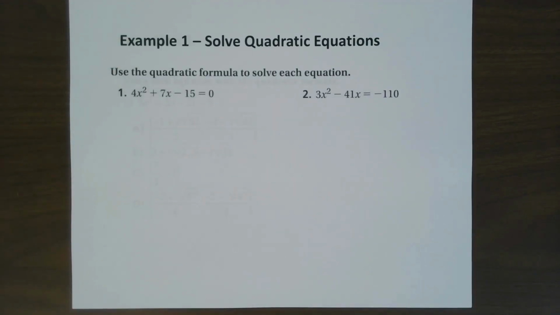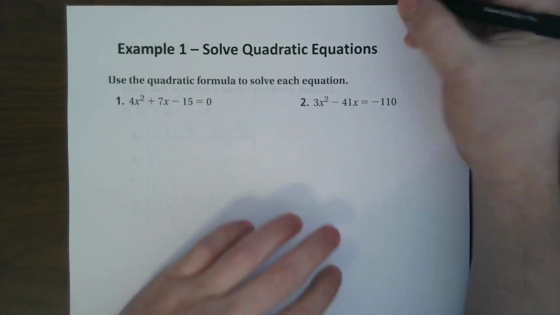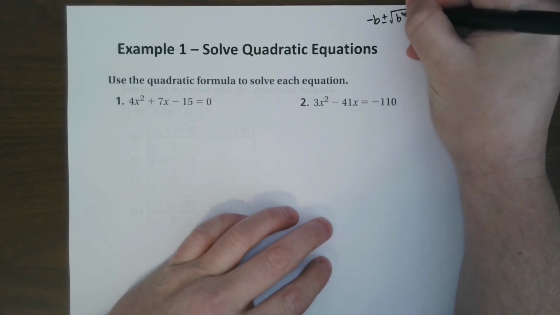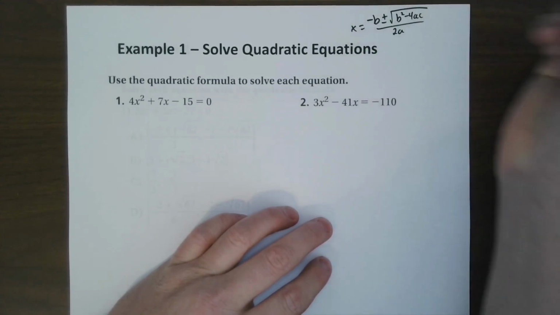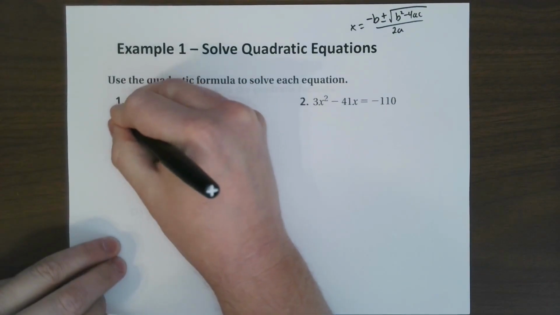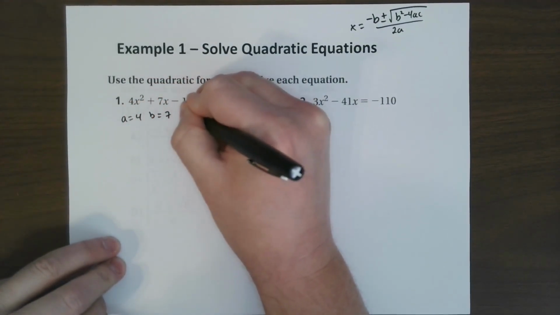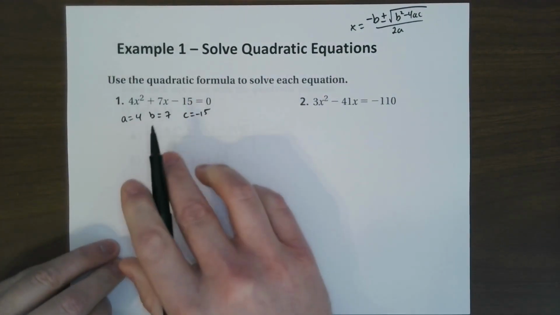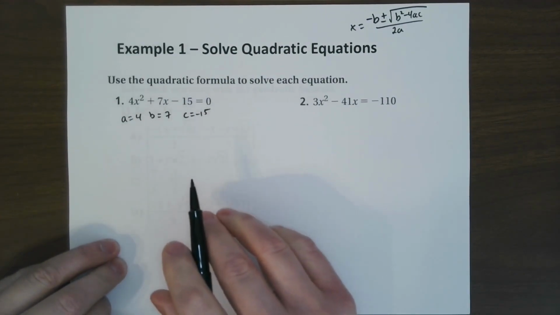So let me show you how to use this real quick. Let me rewrite it up in the corner just so I have it. So it's negative b plus or minus square root of b squared minus 4ac all over 2a. So all we got to do is label. So a is 4, b is 7, c is negative 15. If you notice when I'm labeling these, I'm actually keeping the negatives and positives with it.